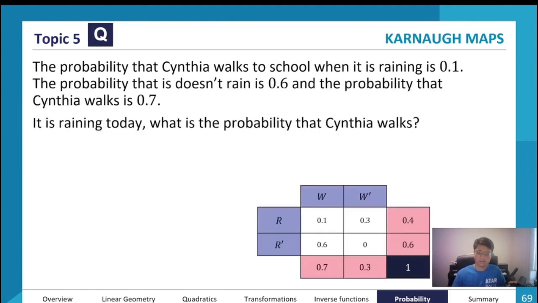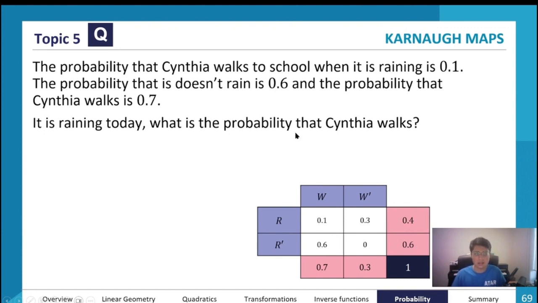So first off, we'll fill in the information we know. The probability Cynthia walks to school when it's raining. So she walks to school when it's raining, that's an intersection of those two events. I'm going to put 0.1 in this box right here. The probability that it doesn't rain is 0.6. So the probability of rain complement, so not raining, remember we go all the way to the end. This is going to be the probability that it doesn't rain. That's going to be 0.6.